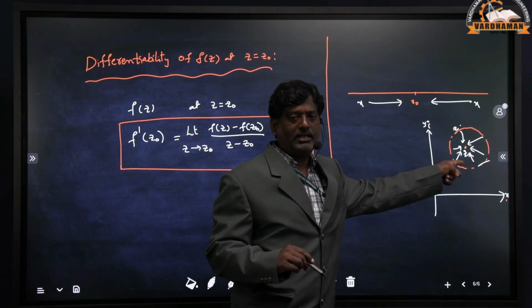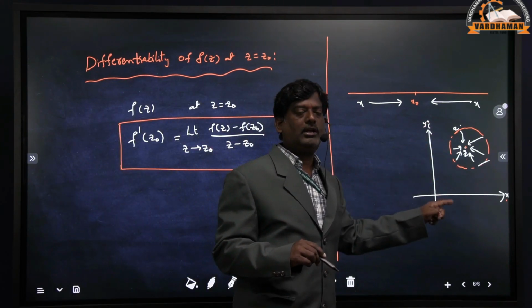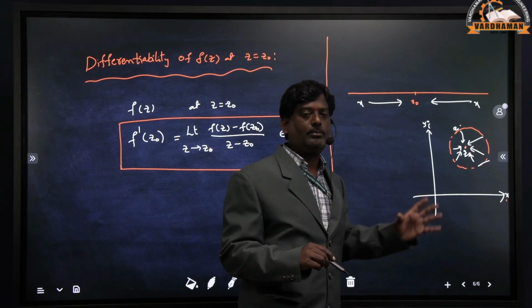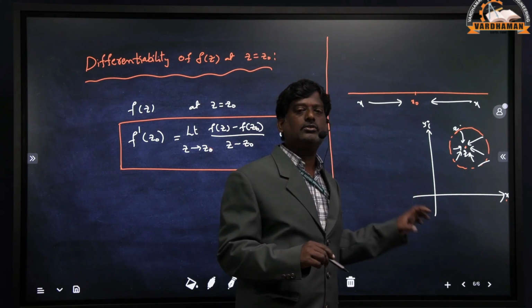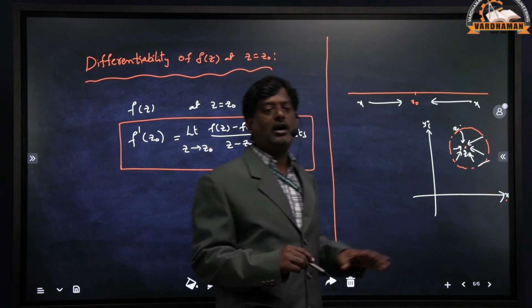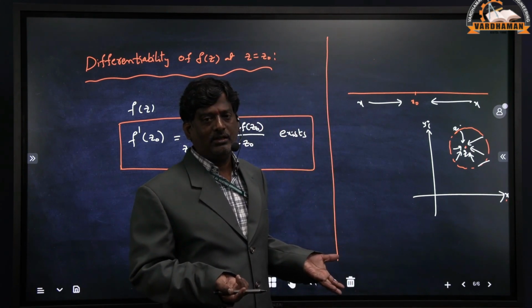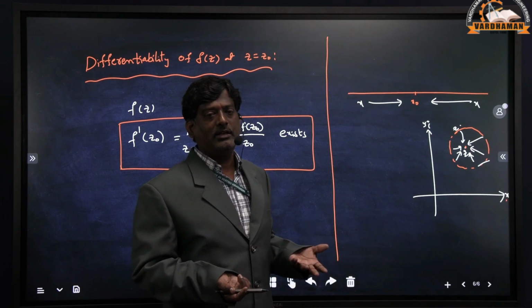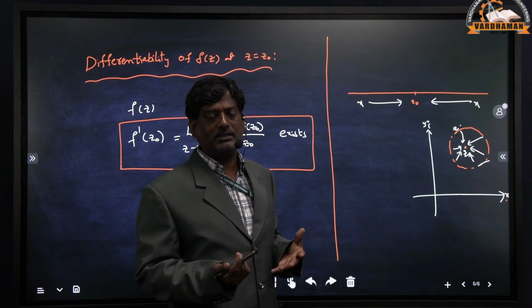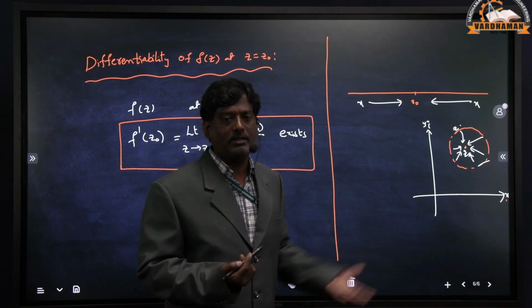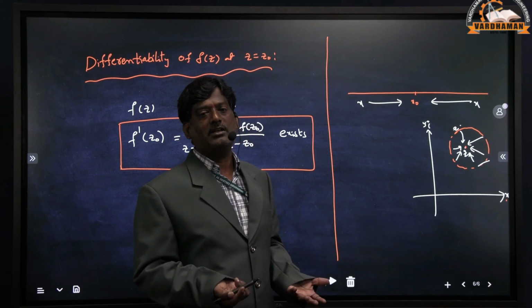Whether it approaches z naught along the curved line or along the straight line, whatever path you can take, all paths you consider. There is no restriction. If it exists, you can say the limit exists. Otherwise, if in any path the value does not exist, or the value is not equal to that of the other path, we can say the limit does not exist. Thank you.